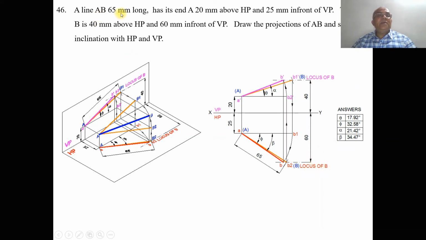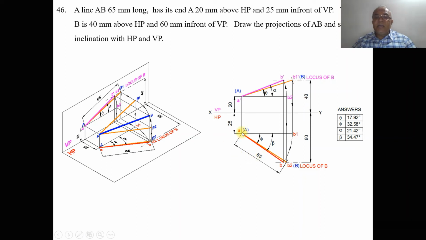As the true length is given, which is 65 mm, by using the compass with A dash as center, take a radius of 65 and cut an arc on the locus of B and mark this point as B1 dash, because that is the one you are considering first. So that is the reason you are going to get it as B1 dash. So you mark this as capital B and this as B1 dash, and then join A dash B1 dash a little thicker than the XY line.